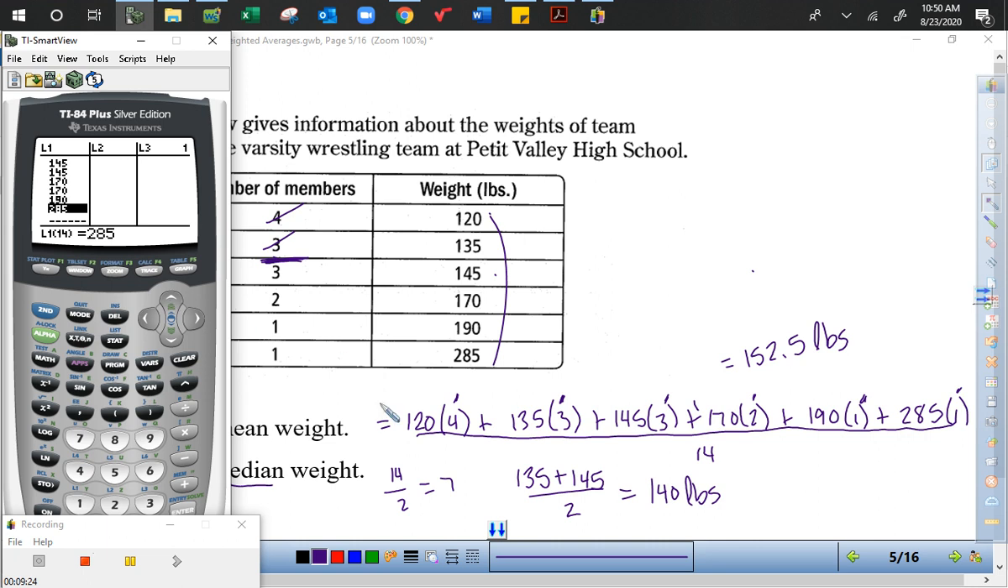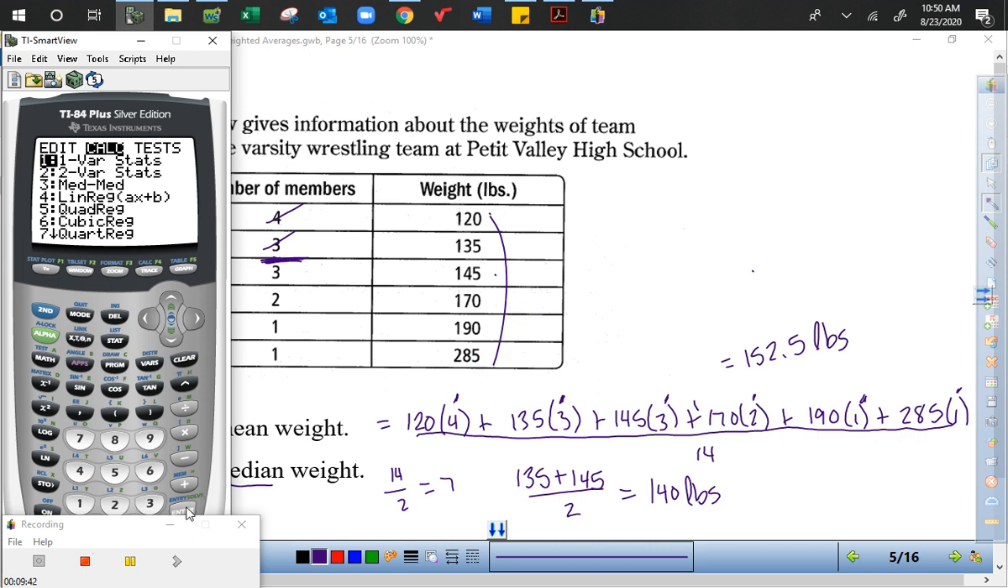Make sure that matches the number that was supposed to be in your set, and you'll be okay. From there, double check your numbers, always, always, always. But from there, we can do stat, and then calculate. If you hit the right arrow here, this first option is one variable statistics. We're only talking about one thing, and that's weight.